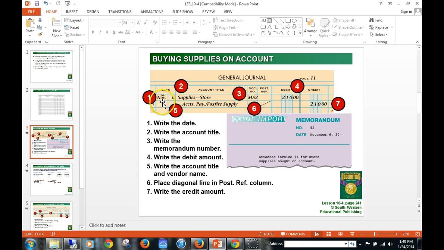So here are the steps. Write the date, account title, we're writing the source document number, the debit amount. We're going to come down, we're going to indent the credit account, which is accounts payable Foxfire. And finally, we're going to put the credit amount here. One thing too, it says place a diagonal line in the post reference column of the accounts payable account, and we're going to talk about that in 2 more chapters when we start posting. So for right now, put that diagonal line or just leave it blank.